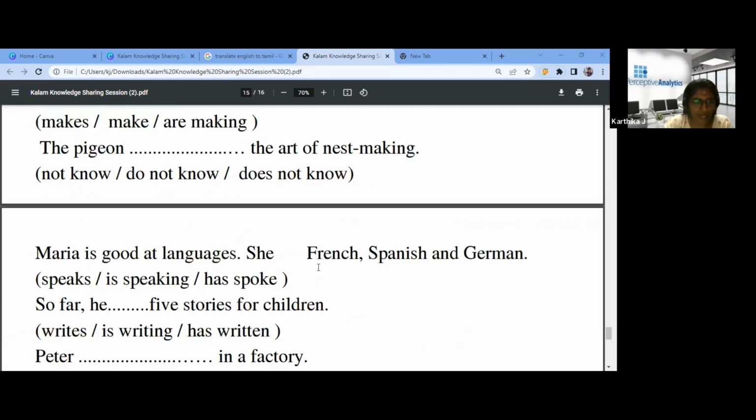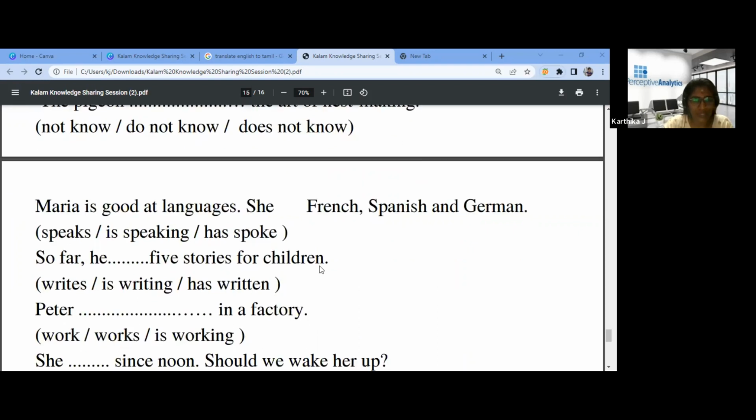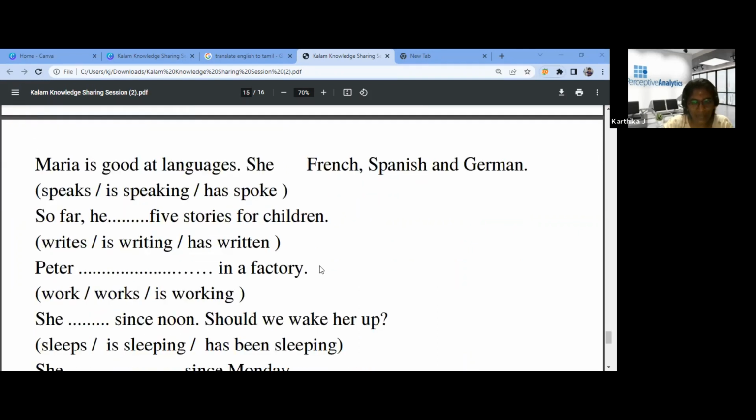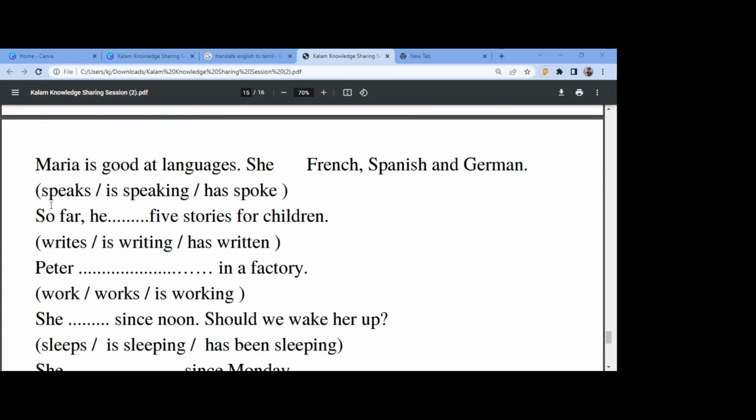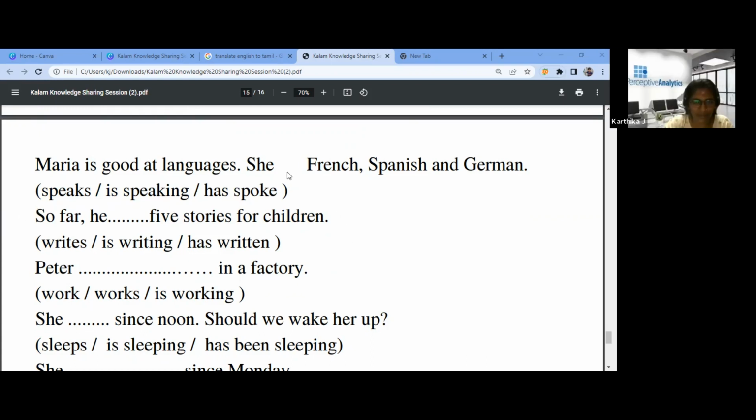Next one is Maria is good at languages. She dash French, Spanish, and German. Speaks. Yeah, she speaks.